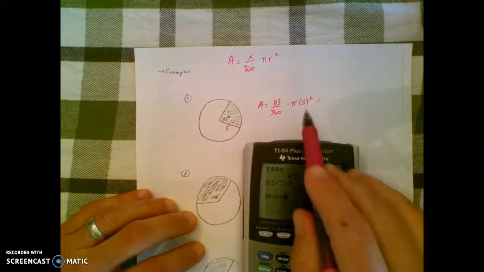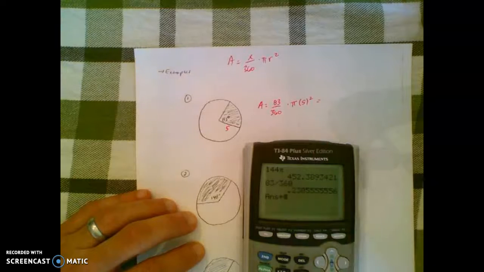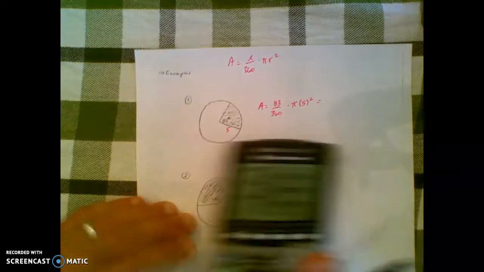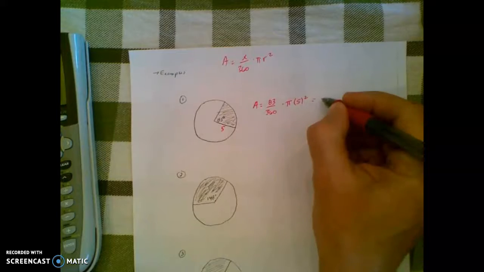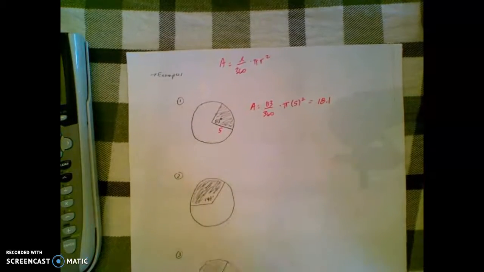So I would just do times. And you can do pi 5 squared, or you just do 5 squared is 25. So we could do times 25. And remember to hit the pi, have to hit that second button. So then I would just hit enter. This is going to be a rounded number to the tenth, 18.1. So that's an example of a sector problem.